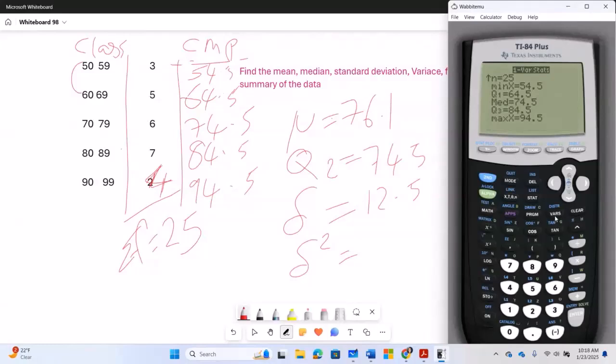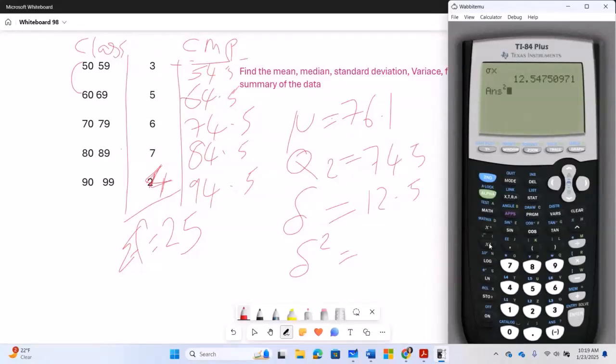I will go to vars, and go to statistic. And now I will select population standard deviation, which is number 4. And when I hit enter, I have the population standard deviation with all the 9 decimal points. Vars statistics gives me all the 9 decimal points. Then I will square the population standard deviation to get the variance.